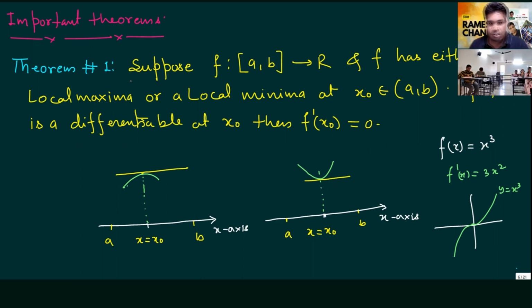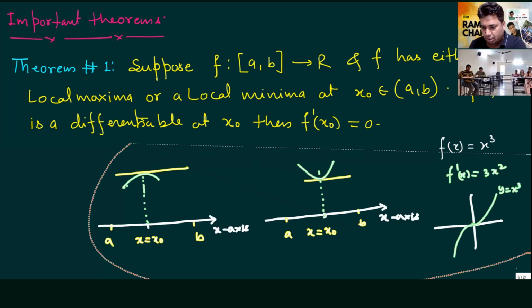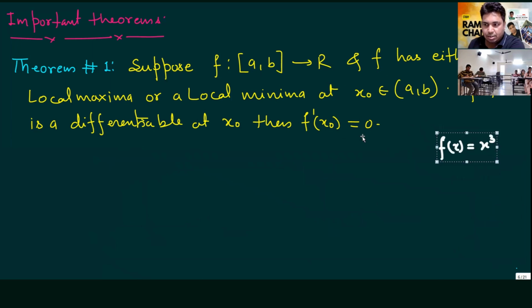more important theorem. Suppose f is a function from the closed interval a to b to R, and f has either a local maxima or local minima at x naught belonging to the open interval a to b. If f is differentiable at x naught, then f dash x naught equals 0. Just understand this concept and this statement, by the way.